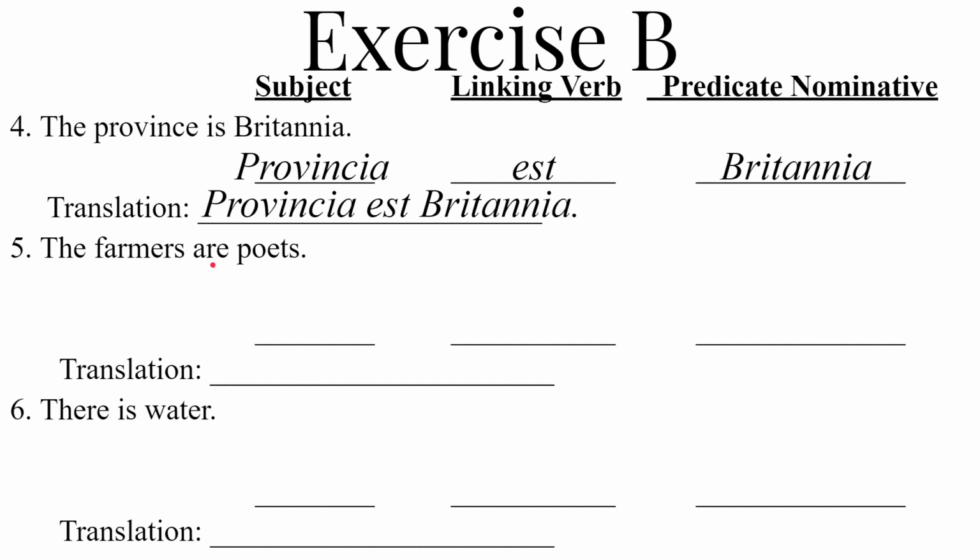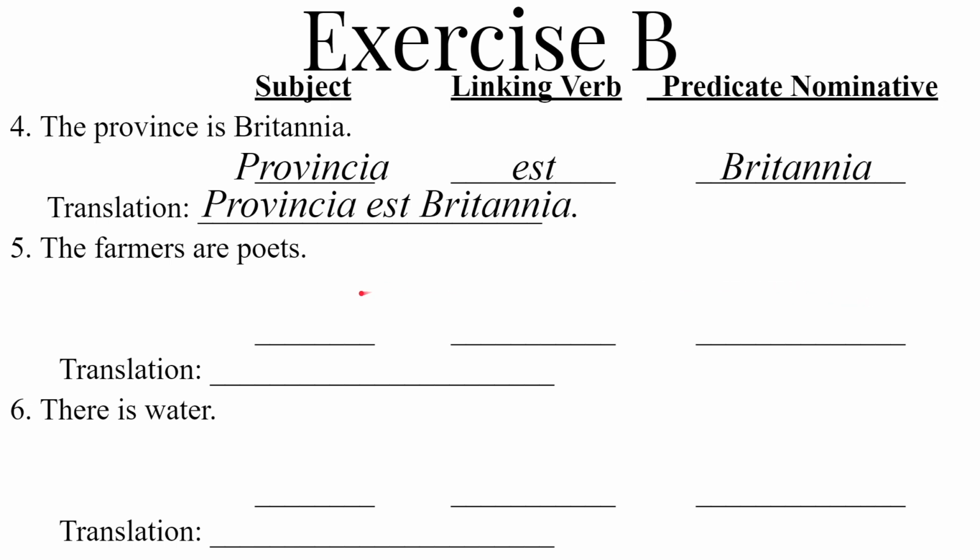Are, well, that is the plural of est, and that is sunt, so agricolae sunt. And then poets is going to be a predicate nominative. This is the subject, this is the linking verb, this is the predicate nominative. So that's going to be in the, wait for it, nominative case. Very good. And then poets makes it plural. So plural nominative. We declined poeta earlier, and we got poetae for the nominative plural. So agricolae sunt poetae.